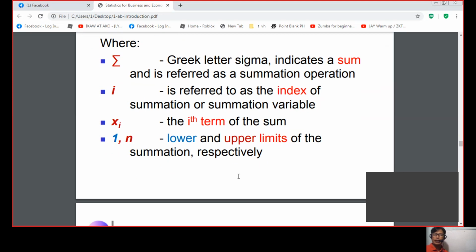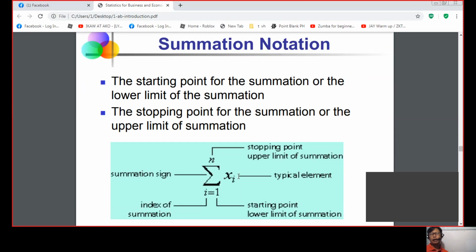So, let's say, paano ba nagagamit ang mga yan? Okay? Kaya ganito siya. Ganito yung kanyang formation. Okay? So, n is the stopping point, upper limit of the notation. Okay? Of course, your summation sign, sigma. And then, typical element. X sub I, ano man ang element na pinag-aral natin? Ano ba yung topic na di-discuss natin? So, ano may sample na pinag-aral natin? Ito yung X mo, variable. Okay? Now, I is the index of the notation.